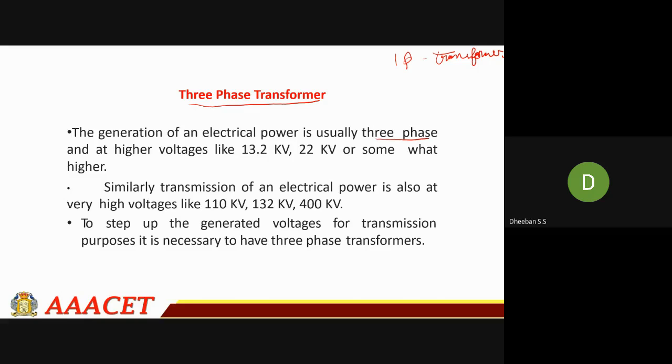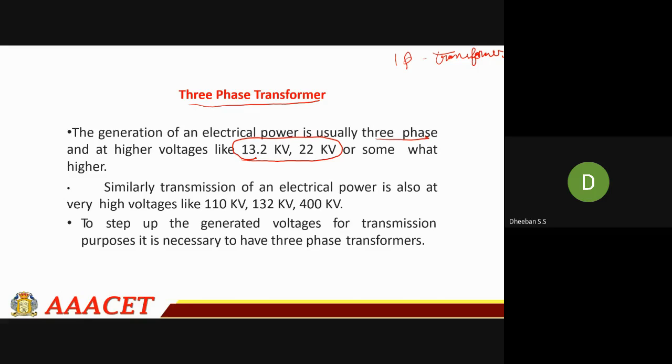The generation of electric power in three phase will be generally above 13.2 kV or 22 kV. So in general, we can say that your three-phase transformer will be used only at the times of very high voltage. Whenever very high voltage is necessary, at that time there is a need for your three-phase transformer.